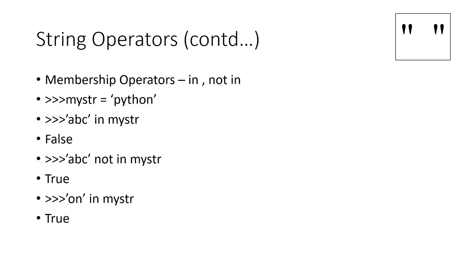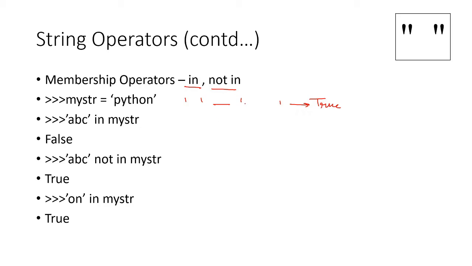Now the next operators that we need to discuss are the membership operators. There are two types of membership operators present in the Python programming language. One is the in operator and another one is the not in operator. What these two operators do is, they check for a certain sequence and they return true or false. They check if a certain sequence is a member of another sequence. If it is a member of another sequence, then it is going to return true, otherwise it is going to return false.